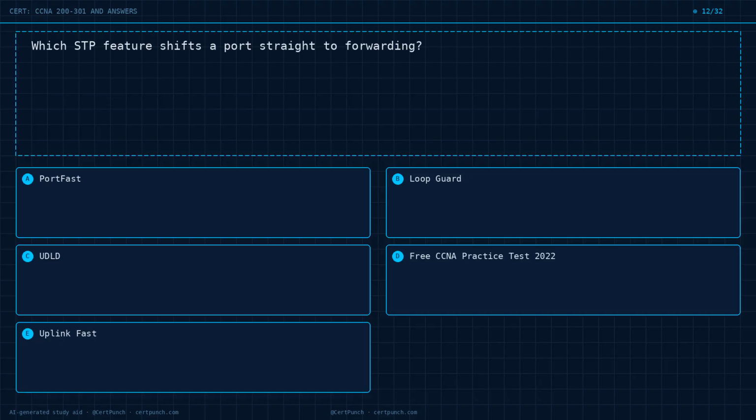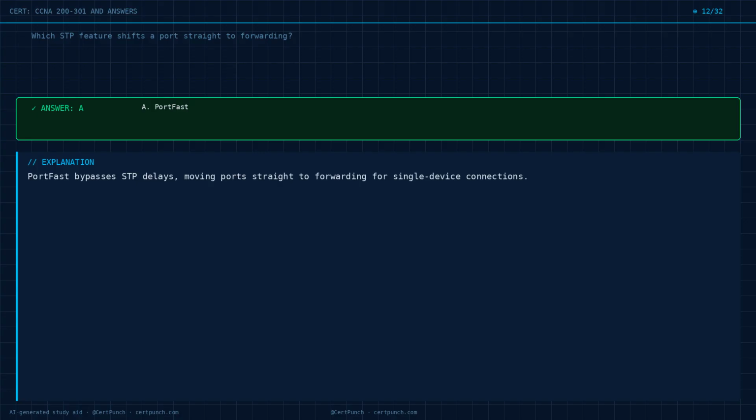Question 12 of 32. Which STP feature shifts a port straight to forwarding? Option A, port fast. Option B, loop guard. Option C, UDLD. Option D, free CCNA practice test 2022. Option E, uplink fast. Lock in your answer now. This is the kind of distinction the exam expects you to catch. The correct answer is option A, port fast. Why it works. Port fast bypasses STP delays, moving ports straight to forwarding for single device connections.